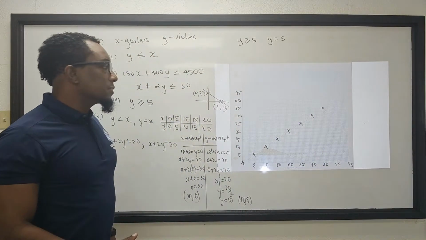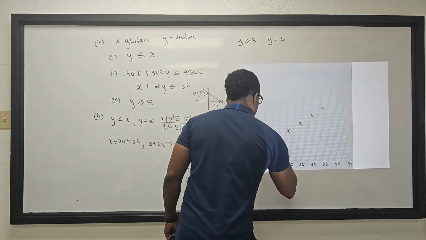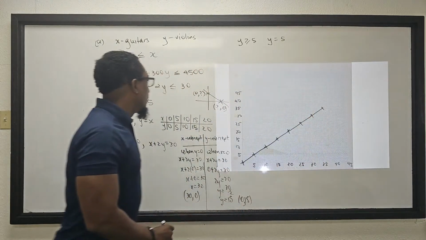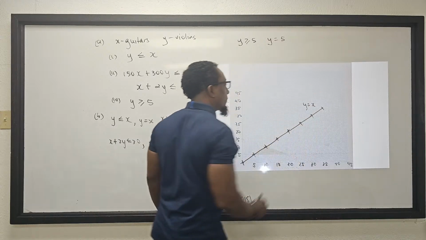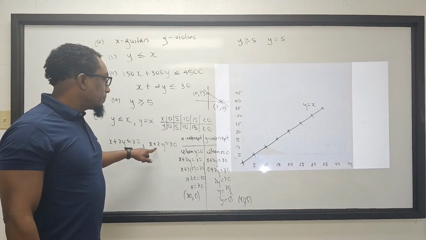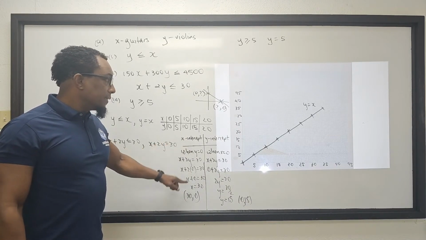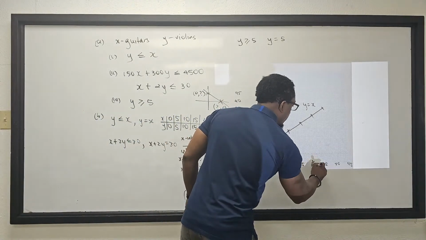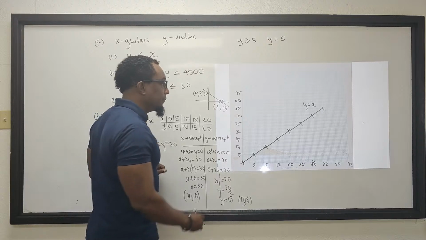Good? So this is my first line here, the line y equal to x. My second line is x plus 2y is equal to 30. All I need are the x and the y intercepts. The x-intercept is (30, 0), which is here, where it meets the x-axis. And the y-intercept is (0, 15), which is here.